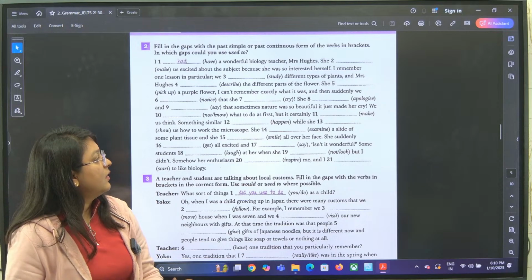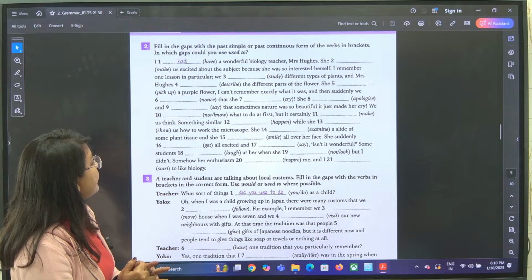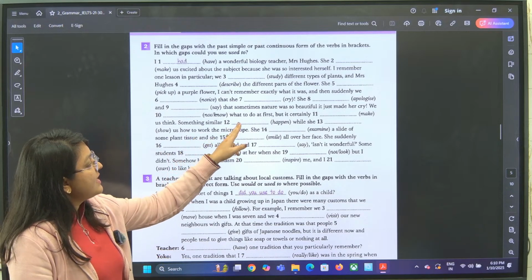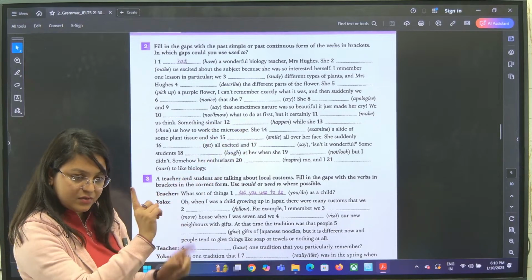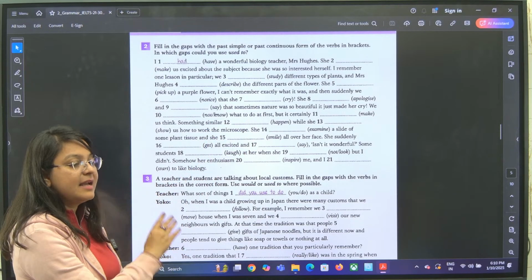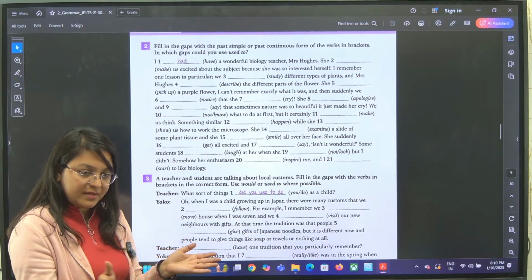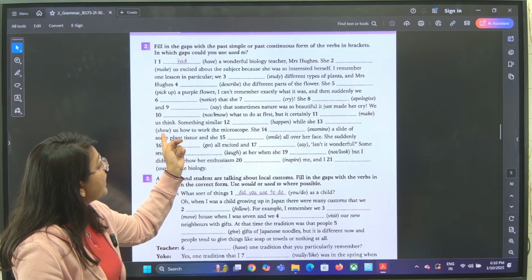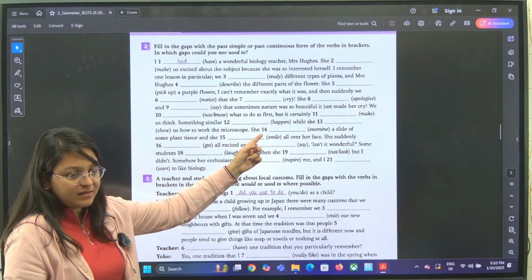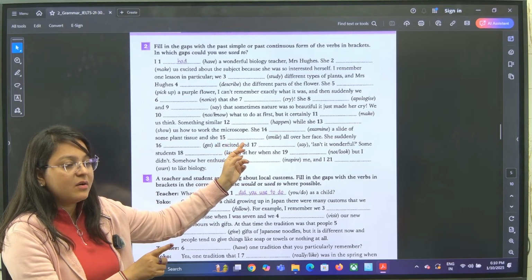Was examining. Okay. You said examined. Yes, ma'am. He examined a slide of because what was the incident he was stating? Something similar happened. So that was one static thing. But during that course, during that event, what was happening? What other things were happening? She was showing, she was examining. Okay. And she smiled. So that happened once.